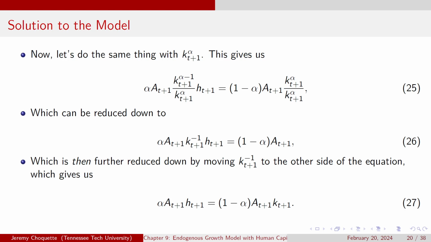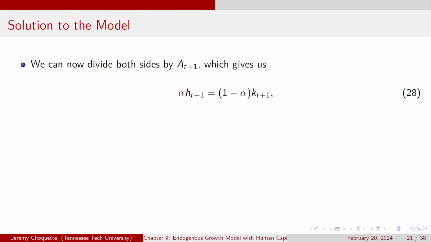Well, now I've got an A_{t+1} on each side, right, and that's my source of technology. So this is telling me that, at the margin, looking at the equivalency between human and physical capital marginal products, maybe that A_t or A_{t+1} term doesn't have anything to do with it, right? Because this is at the margin, making our decision between investing in human or physical capital. So I divide both sides by A_{t+1}.